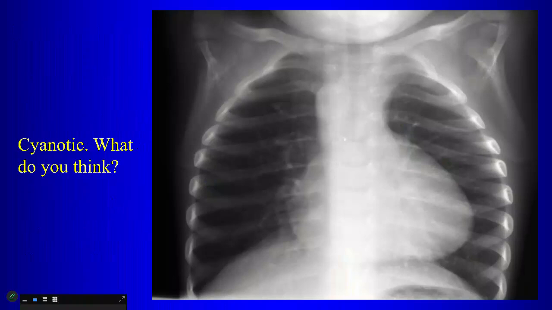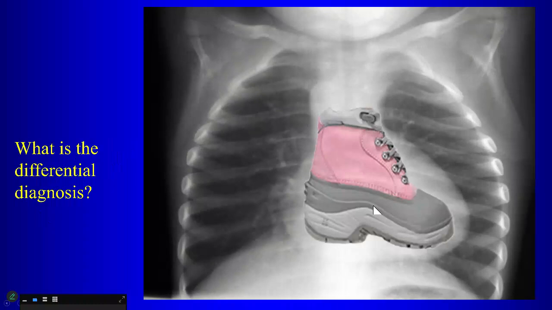What's the plain film finding? When you look at the heart? The boot-shaped heart, right. So what does that mean, boot-shaped heart? Yeah, so it's associated with tetralogy, and it's right ventricular enlargement. The apex elevates here, and that gives you the boot-shaped heart, and that, of course, is associated with tetralogy of Fallot. The boot-shaped heart is a plain film finding associated with tetralogy.